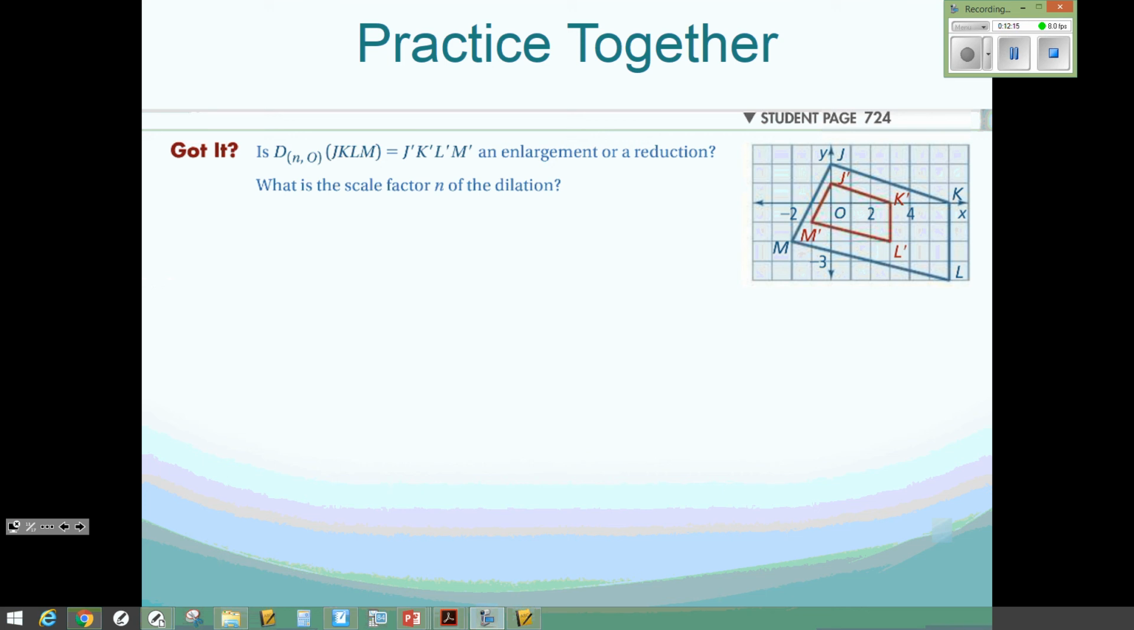So class, is this a reduction or an enlargement? One or the other. So class, is this a reduction or an enlargement? Reduction. That word doesn't really come out very easily. Yeah, so reduction.